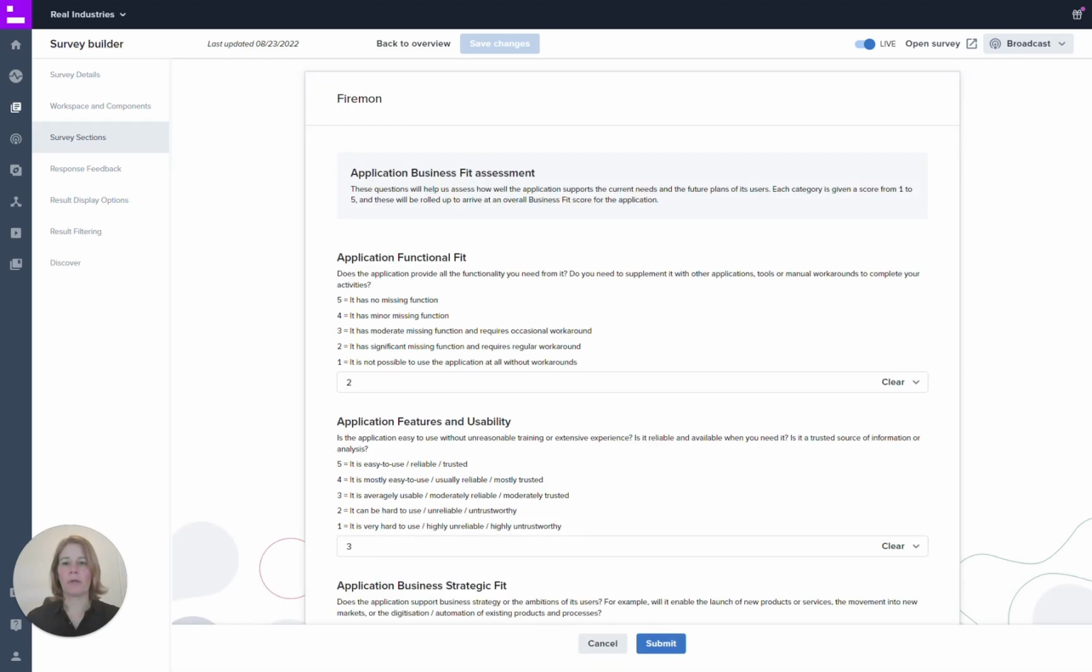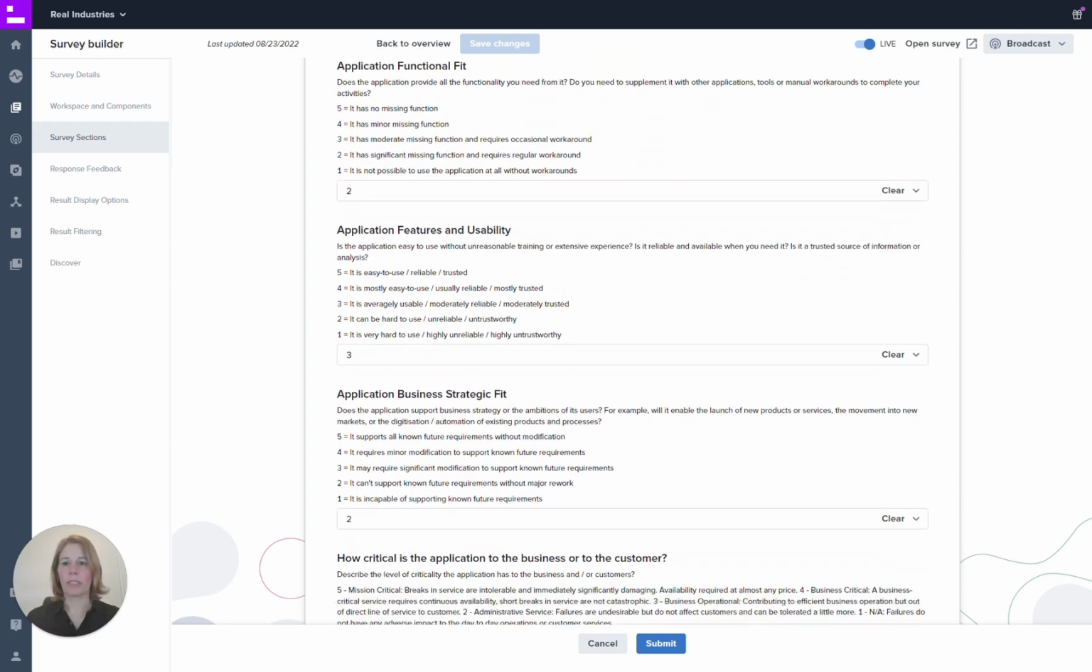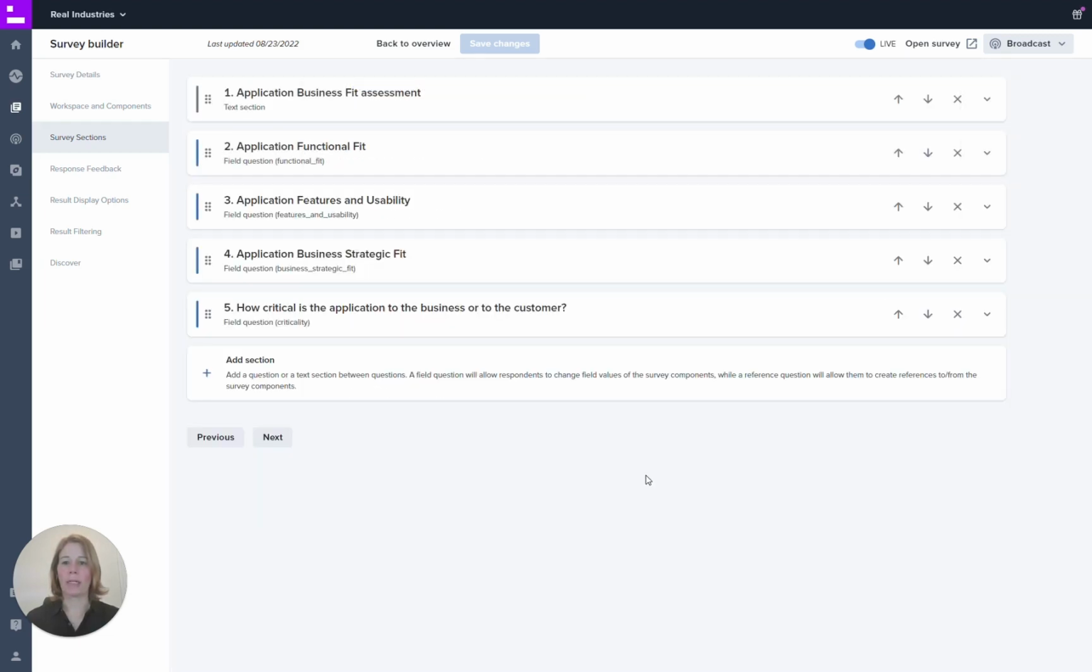The business fit survey will look at factors like, is this a good application in terms of usability? Does it have the features we need? Does it support where the business is going and the users? So you can send these surveys out to your users, get this information in, and all the data will automatically be added to your evaluation and used in the analysis part.